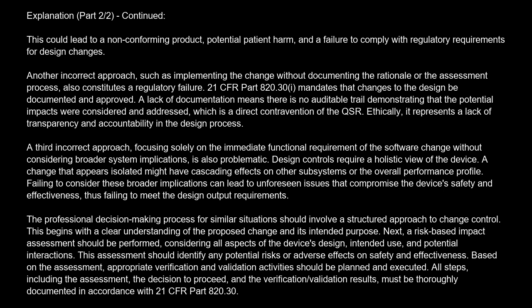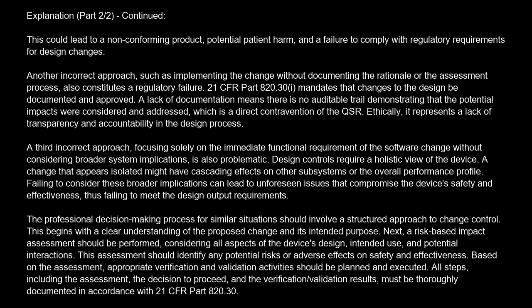changes. Another incorrect approach, such as implementing the change without documenting the rationale or the assessment process, also constitutes a regulatory failure. 21 CFR Part 820.30(i) mandates that changes to the design be documented and approved. A lack of documentation means there is no auditable trail demonstrating that the potential impacts were considered and addressed, which is a direct contravention of the QSR. Ethically, it represents a lack of transparency and accountability in the design process.